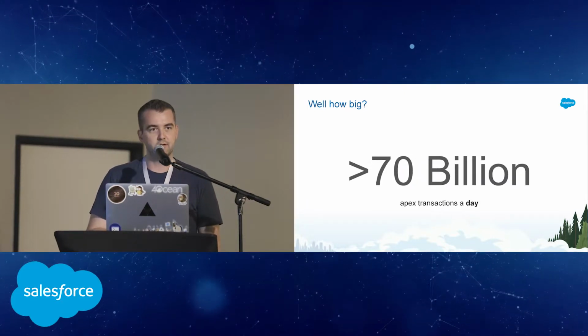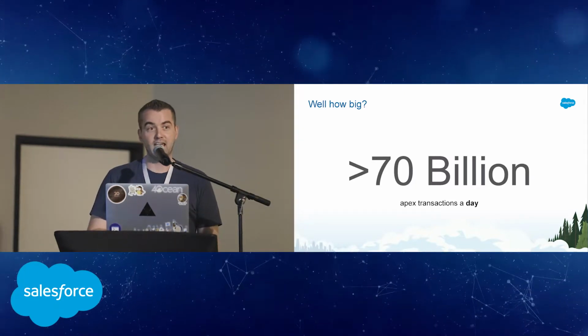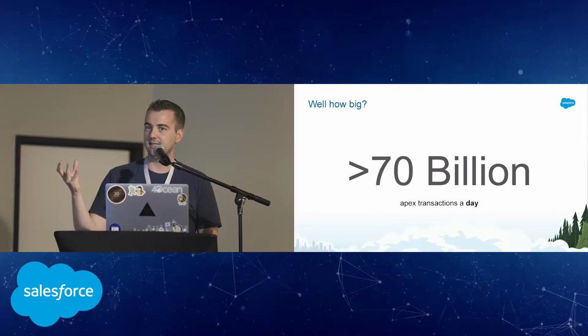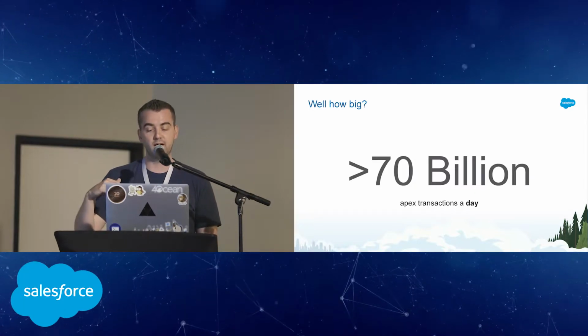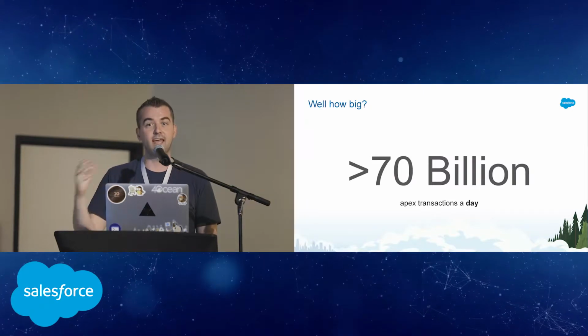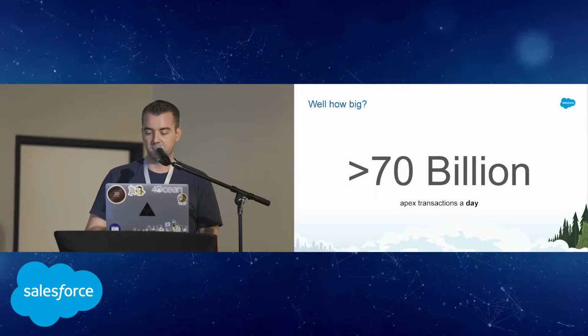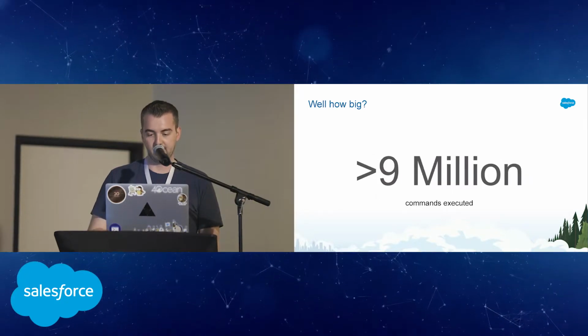How about 70 billion? That's a big number. Transactions? Yeah, and actually specifically Apex transactions. If you don't know what Apex is, it's a programming language that runs on the Salesforce platform. And that's just in Apex transactions alone every day. So really big number, really big scale. Kind of gives you an idea of some things at Salesforce.